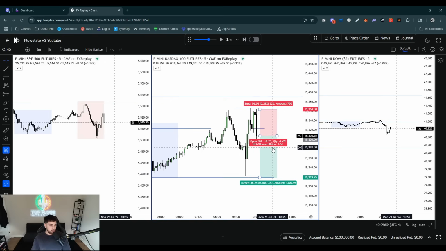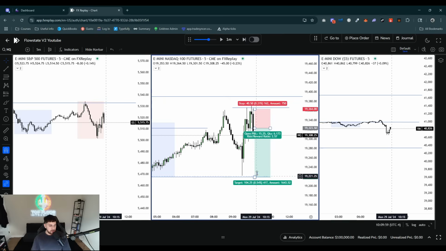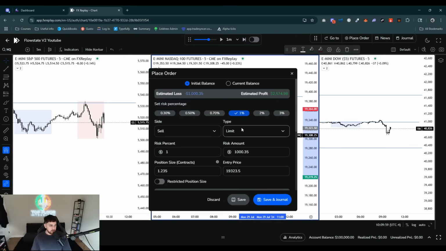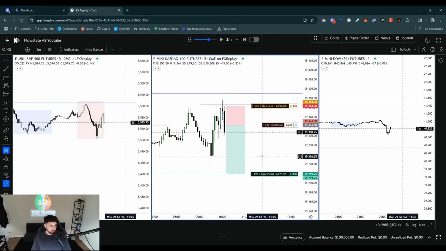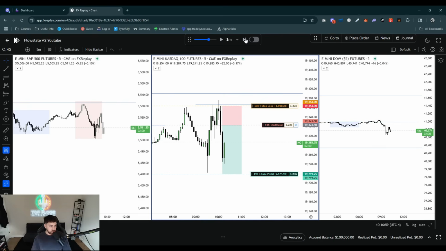So it's about a 1.56. Actually, you know what? I'm going to go ahead and set a limit right here, and this RR makes it way better. So let's go ahead and set a limit there, and let's play this out slowly. So again, confirm CISD. If it hits the TP, then I will remove my limit.